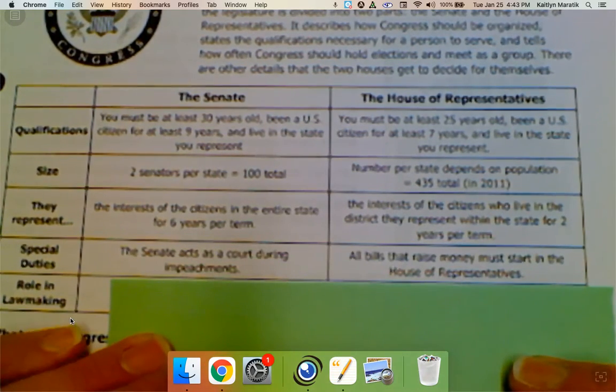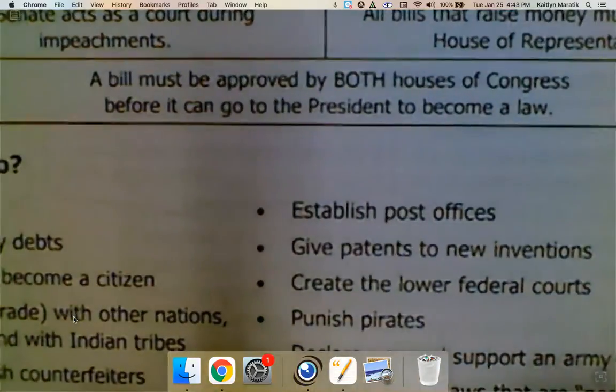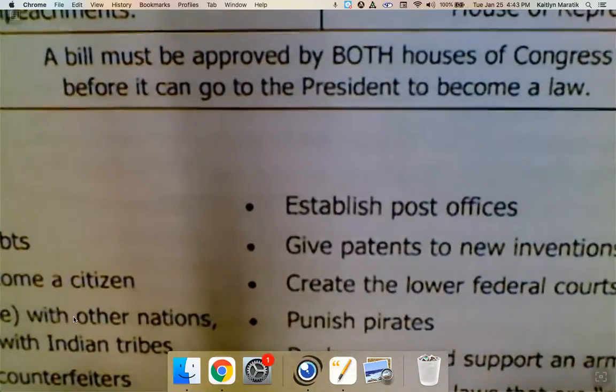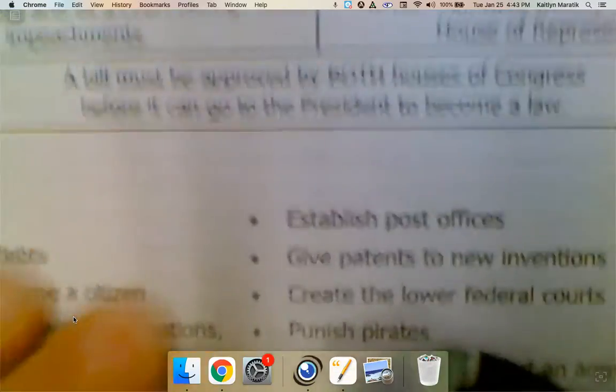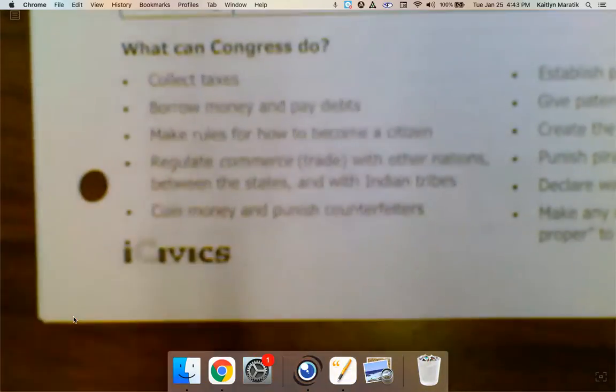Special duties, the House of Representatives, all bills that raise money must start in the House of Representatives. And again, for both of them, a bill must be approved by both houses of Congress before it can go to the president to become a law. So, what are some things Congress as a whole can do?